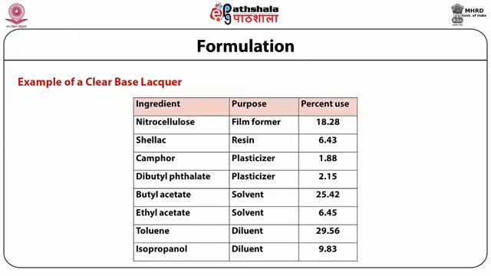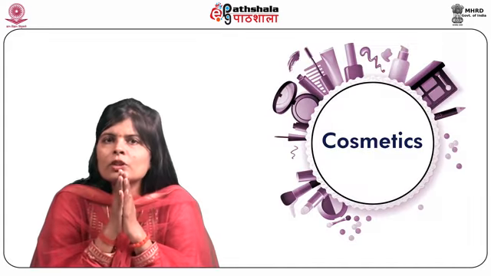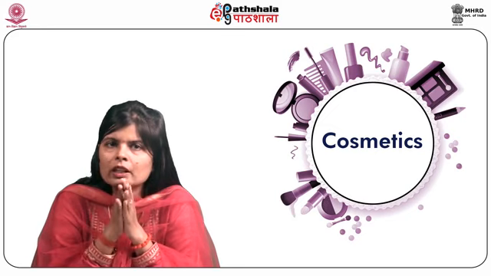This is a typical nail lacquer base, right? And it contains nitrocellulose, which acts as a film former, shellac, which is a resin, camphor, which is a plasticizer, dibutyl phthalate, again a plasticizer, butyl acetate and ethyl acetate, which act as solvents, toluene and isopropanol as diluents. Now, what are the various steps which are involved in the preparation of a nail lacquer?